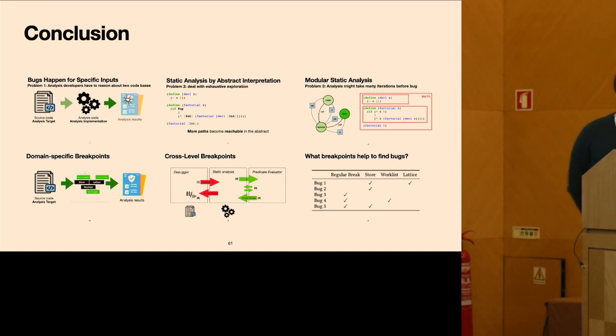So in conclusion, we had 3 challenges that we would like to solve, which was the challenge of 2 code bases, the challenge of having this abstract domain and the exhaustive behavior of the static analyzer, and then the problem of having too many iterations before the bug is reached. To solve this, we introduced domain-specific history-aware cross-level breakpoints that allow the developer to reduce the state space where it needs to search for the bug and find the root cause of the bug faster.